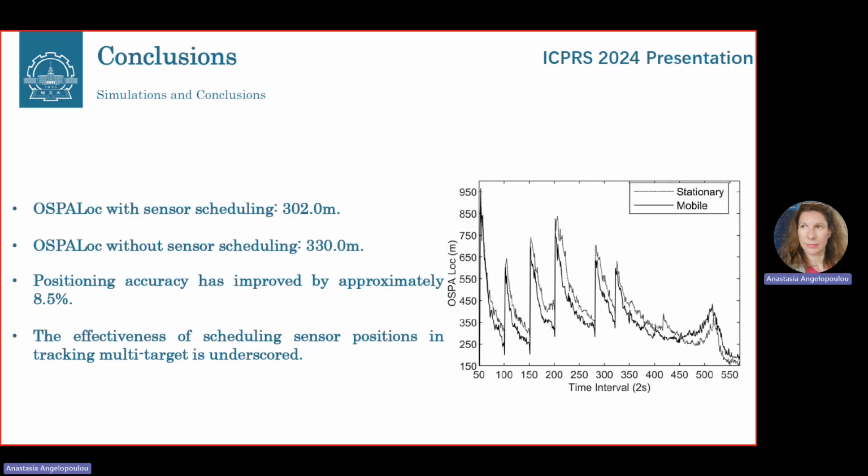This is a comparison of the multi-target location error measured by OSPA between using the sensor scheduling and not. We can see that the performance has been improved by 8.5% at about the 450 time interval when the simulation time is 900 seconds.